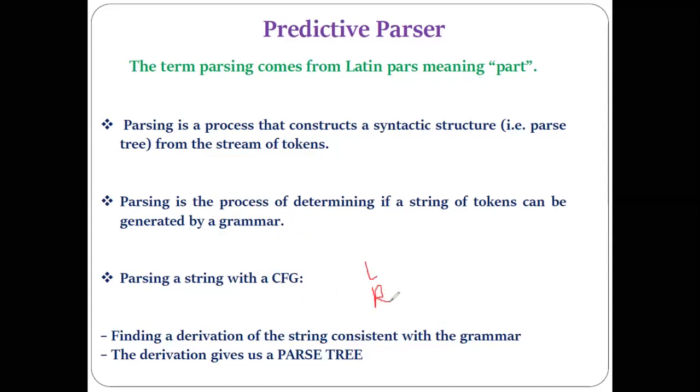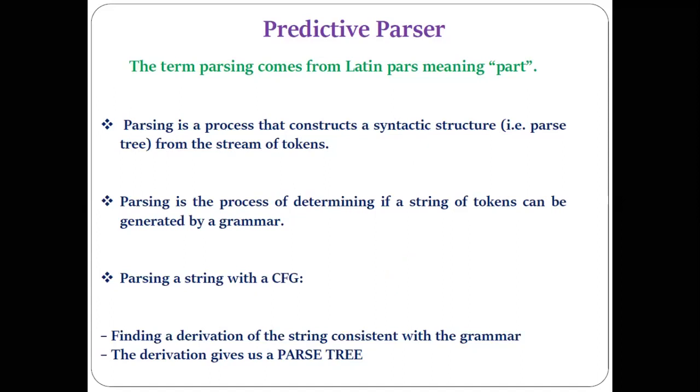If you choose the leftmost symbol to be replaced, then that derivation is called a leftmost derivation. And if you choose the rightmost symbol to be replaced, that derivation is called the rightmost derivation. In case of the predictive parser, which is a type of top-down parser, generally we utilize the leftmost derivation. And from that derivation, we can construct the parse tree. If the parse tree can be constructed, then we can say the syntax of the particular stream of tokens is correct.